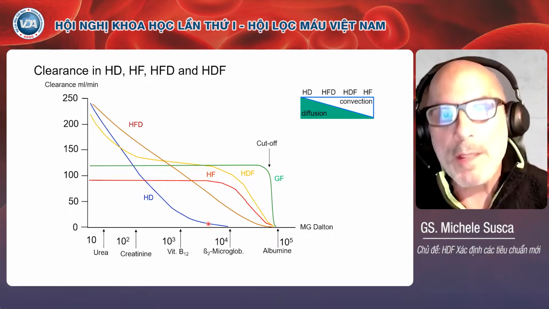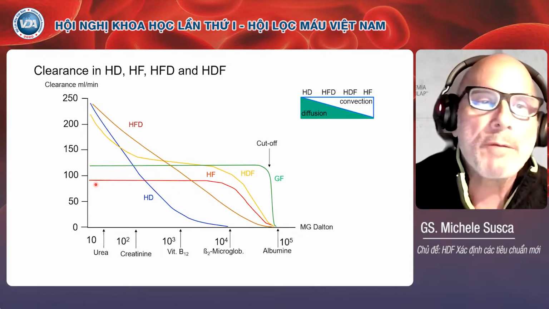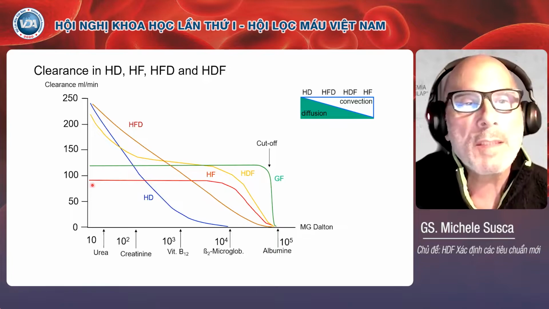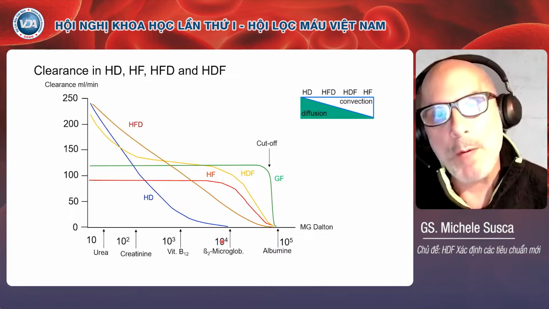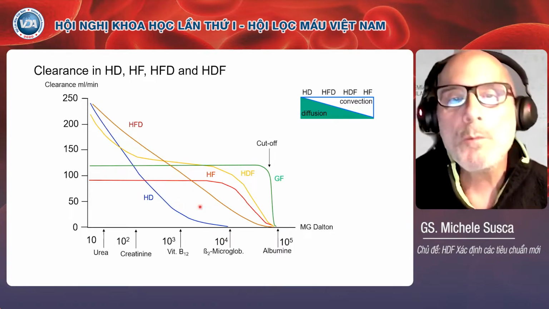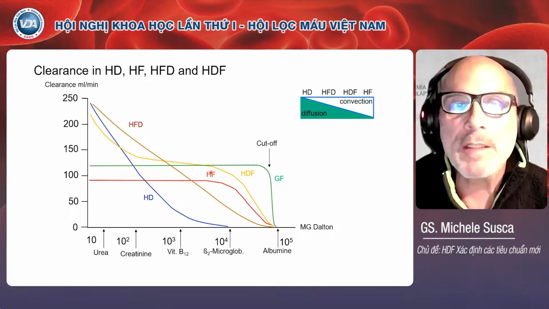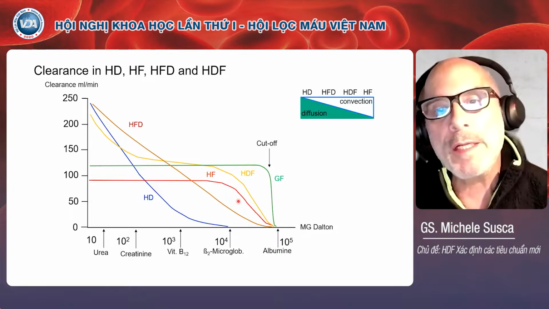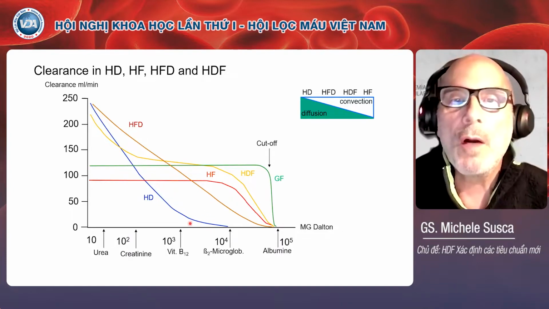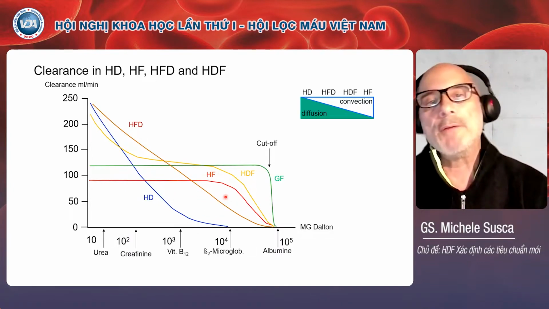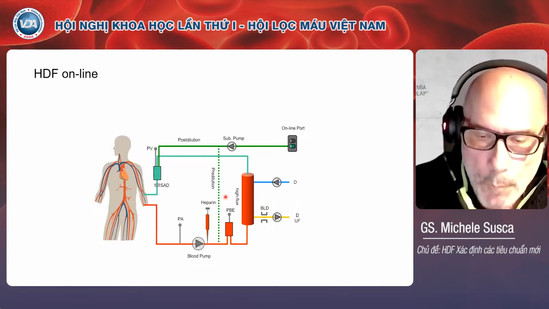Compared to that, you see the HF. I told you, the clearance in HF, because we have convective clearance, does not depend on the size of molecules. That's why this linear curve here. That means the advantage here is we can well remove larger molecules. Good. And when we combine HD and HF together in HDF, the yellow curve, you see the profile of clearance is quite good. Good clearance for small molecules and good clearance for larger molecules. So this is the big advantage of HDF. Okay, so let's continue now. Let's go on.